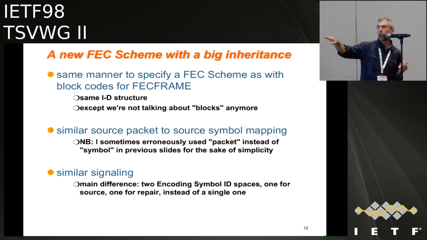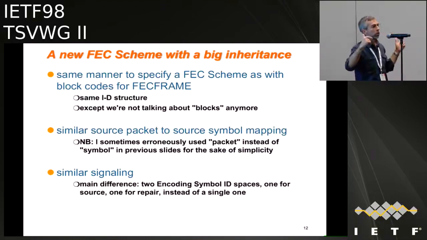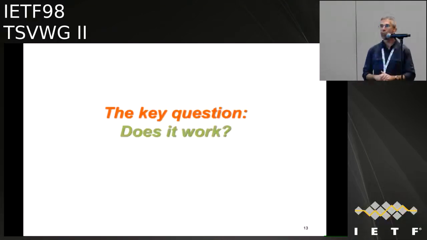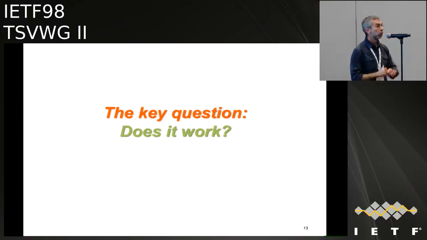There is a big difference, however, in terms of symbol encoding spaces. In block codes, we have a single space for identifying source packets, the beginning of this space, and repair packets at the end of the space. Here, we need to have two different ID spaces, one for source packets, one for repair packets. But once again, it's explained in the internet draft. This is maybe a big change, but it's quite easy to understand and follow. Next. So now the key question, I think, is, does it work?